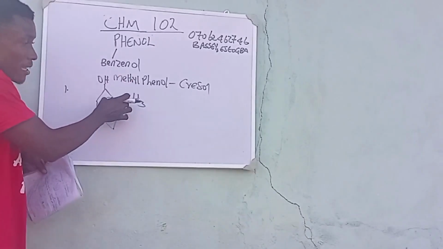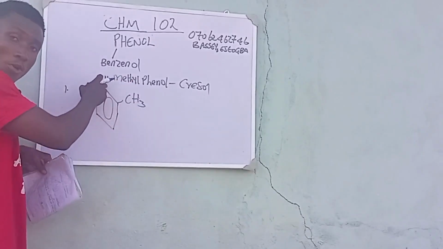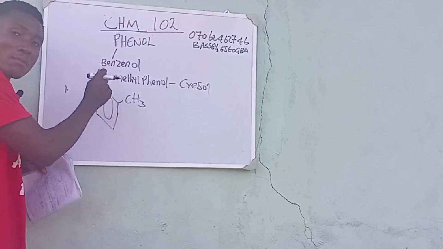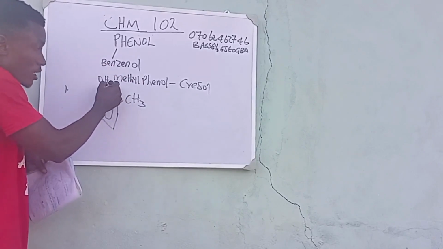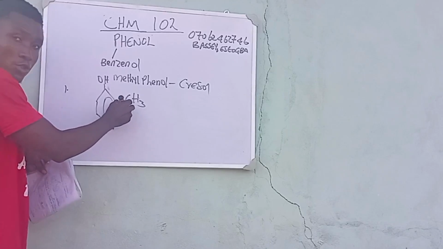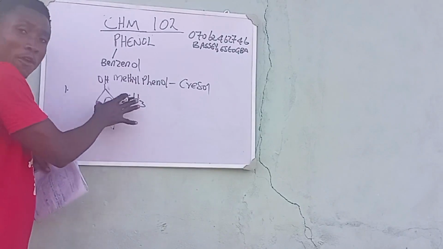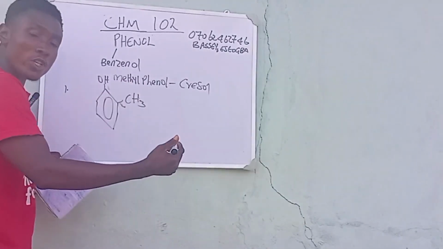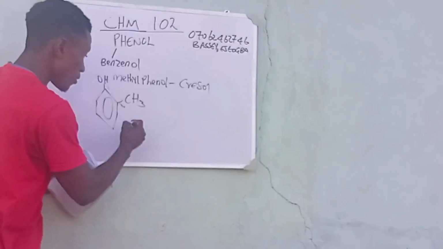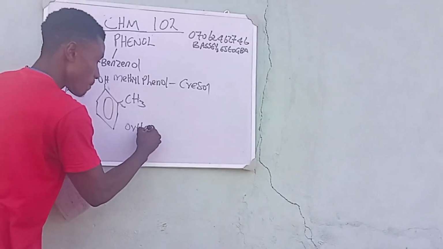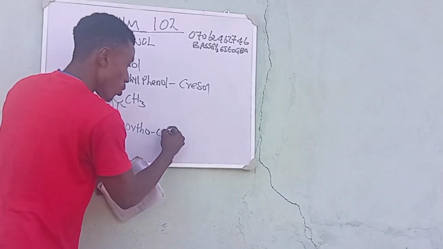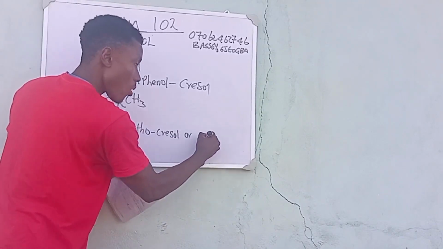Remember that counting must always start where there's OH, and respect must always be given to where there's a substituent. So we are going to say this is number one and this is number two. So what is the name of this type of phenol? This type of phenol is known as ortho-cresol, or o-cresol.